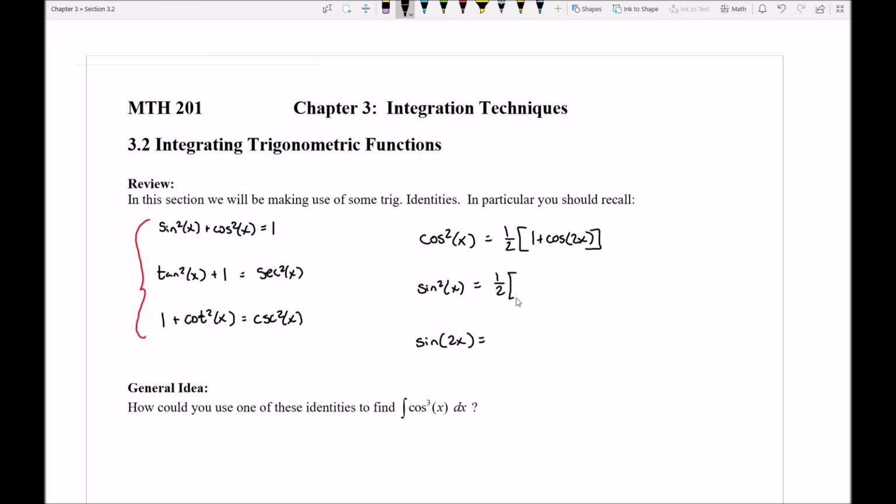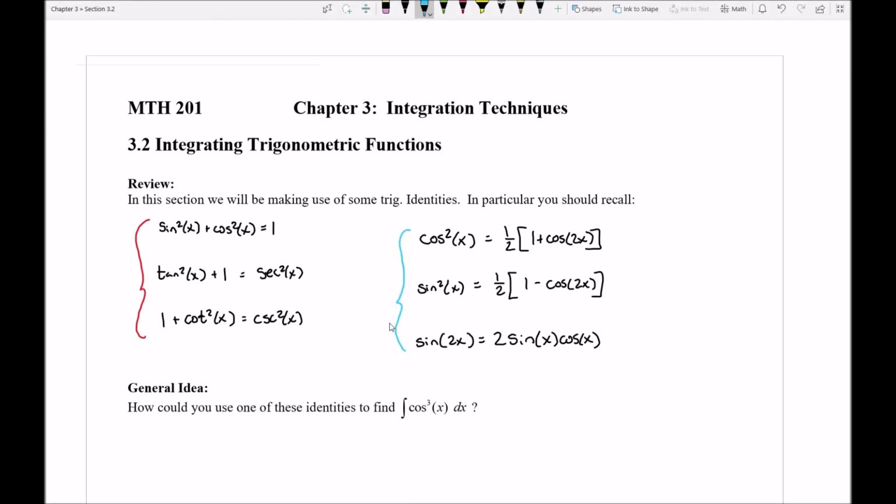Interestingly, the sine squared identity is going to look almost identical, except I'm going to have a sine and a subtract in there, which is a very easy way to remember this. Otherwise, these are identical. Now, the sine of 2x, you might recall, is equal to 2 times sine x times cosine x. And these identities I'm going to group together in a blue group.